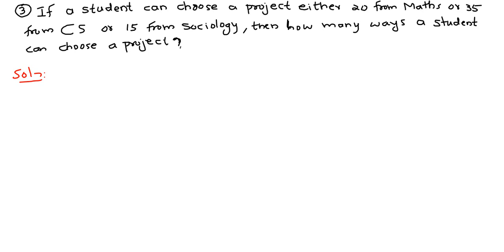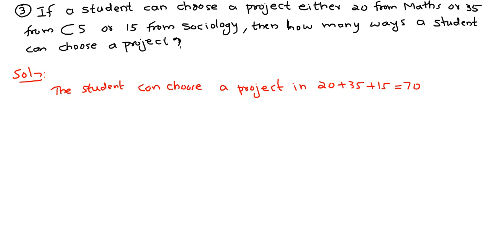That is, there are 3 tasks. The first case is for 20, the second case is for 35, and the third case is for 15. By the extension of the sum rule, a student can choose a project in 20 plus 35 plus 15, which is equal to 70 ways.